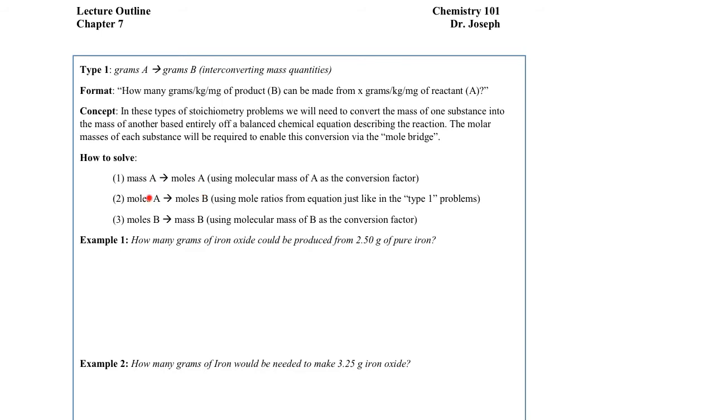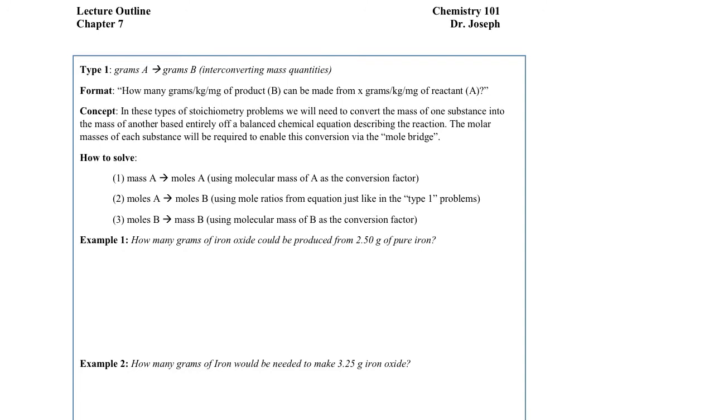I call this crossing the mole bridge because we're going from the moles of some known compound into the moles of some unknown compound. So moles of one thing into moles of another. And we do this, of course, using the mole ratios that we built from the equation, just like in the type 1 problems we saw on the previous page. So now that the moles of B have been established, it's a simple matter to convert moles of B into the mass of B. To do that, we just use the molecular mass of B as the conversion factor.